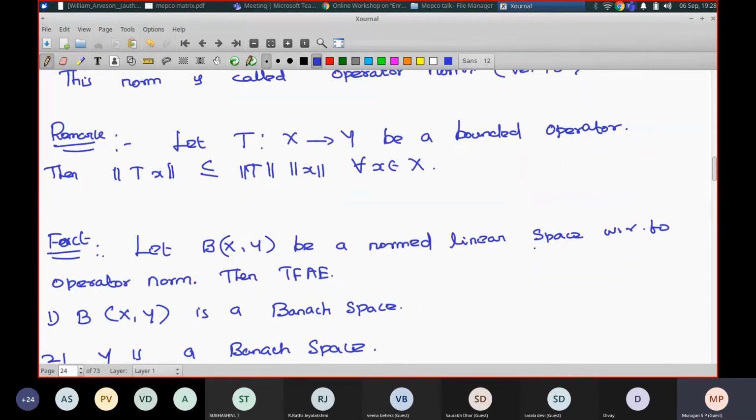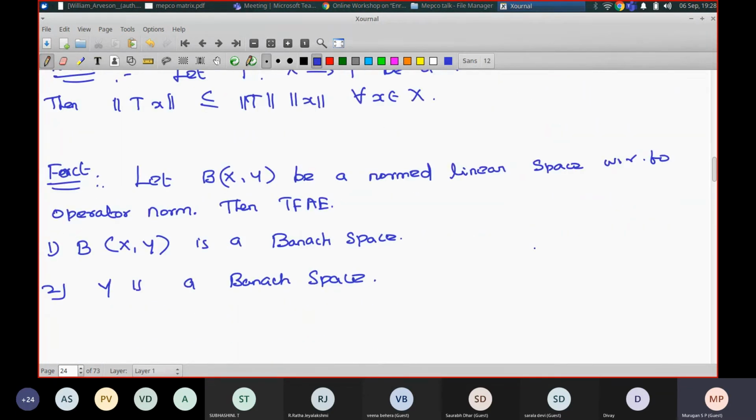There is another fact. Let B(X, Y) be a normed linear space with respect to the operator norm. We defined this as the operator norm. Then the following are equivalent: B(X, Y) is a Banach space if and only if Y is a Banach space. These things you have learned. I just recall them because I am going to use this to solve some problems.